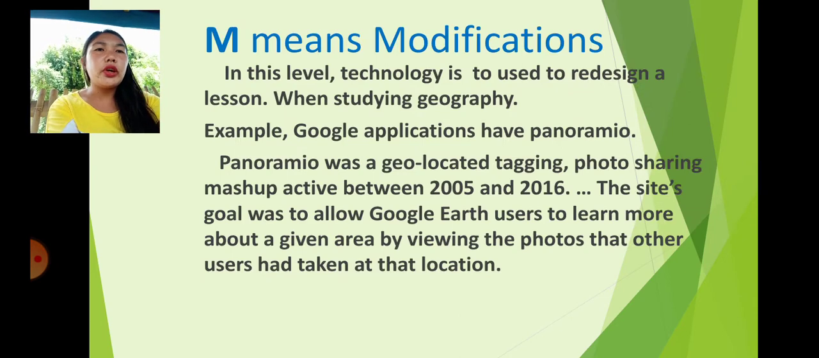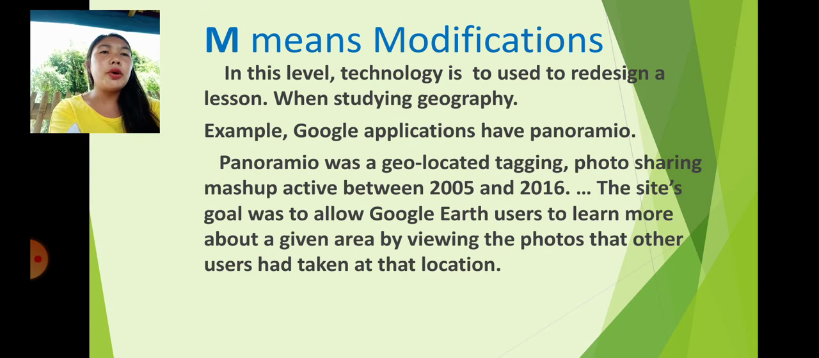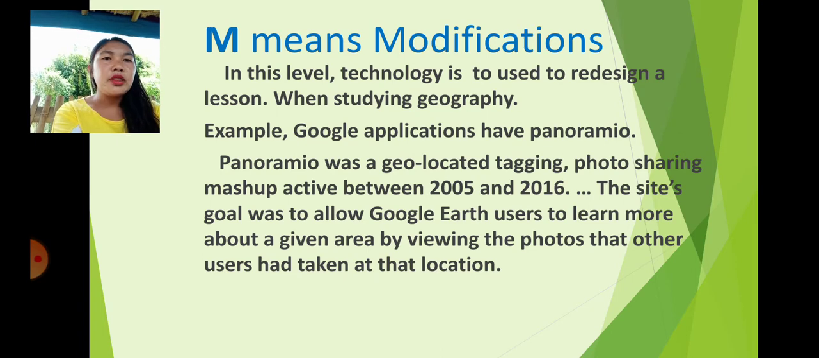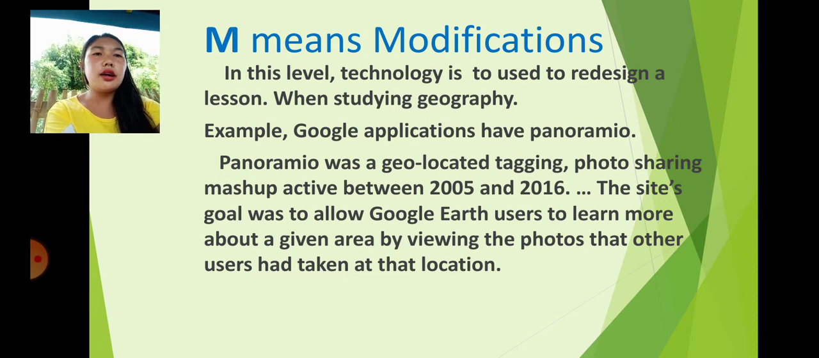M means modification. In this level, technology is used to redesign a lesson when studying geography. For example, Google applications have Panoramio. Panoramio was a geolocated tagging photo sharing mashup active between 2005 and 2016. The site's goal was to allow Google Earth users to learn more about a given area by viewing the photos that other users had taken at that location.